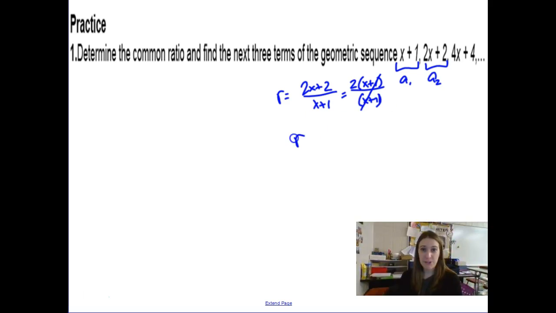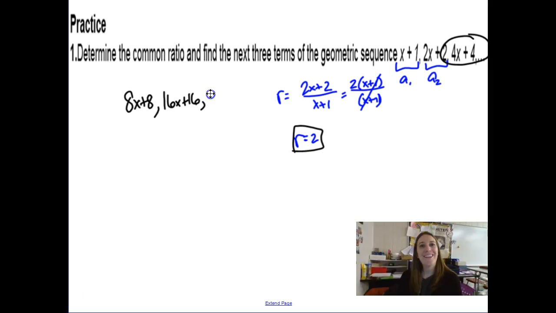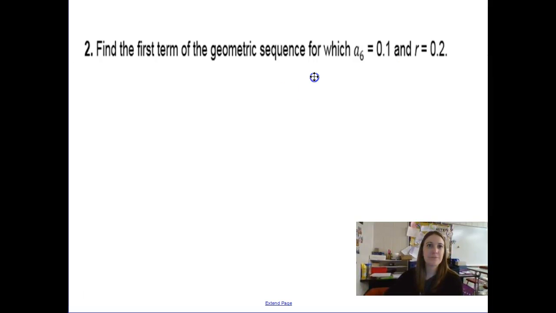So apparently the common ratio is 2, and then when I look at my problem, I'm like, well, yeah, that makes sense because they're multiplying by 2 each polynomial. So that makes lots of sense. There's your common ratio. And then it says find the next three terms. So multiplying this guy by 2 would be 8x plus 8, and then 16x plus 16. You're sensing a pattern here. And then 32x plus 32. Lovely.